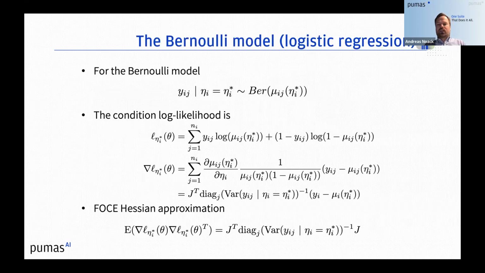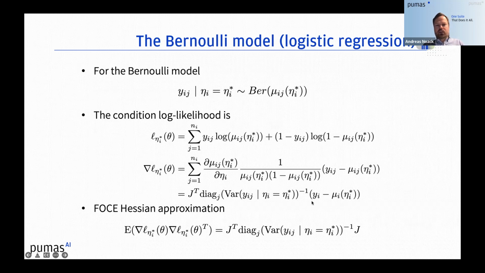To hint at how this extends beyond the Gaussian case, let's take a look at the log likelihood of a non-Gaussian model. Here we consider the Bernoulli case. We say that the conditional distribution of Yij given eta i equal to the EBE is a Bernoulli distribution with a mean mu ij, which is a function of eta in general, but here specifically evaluated at the EBEs, because we condition on the random effects being equal to eta star.